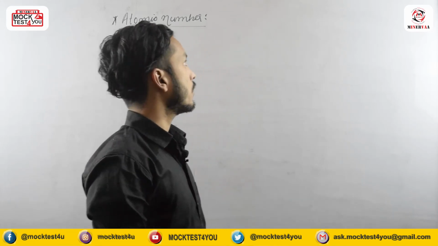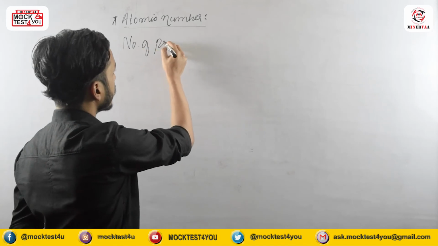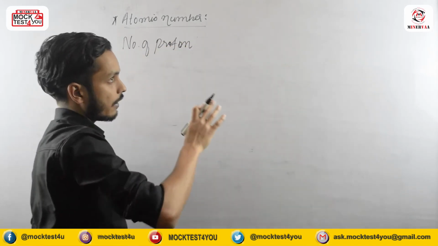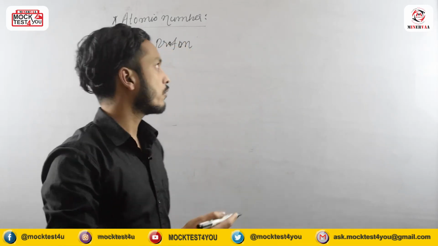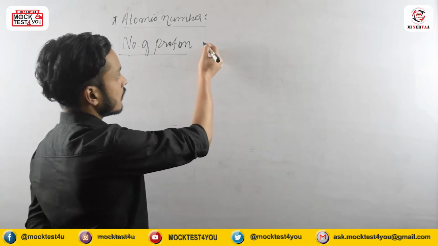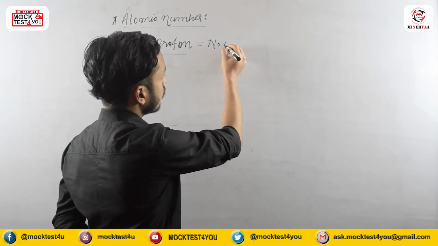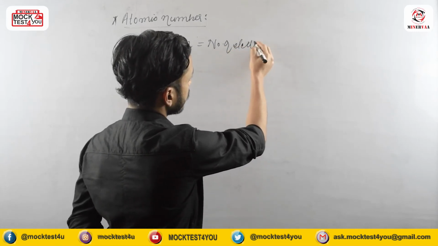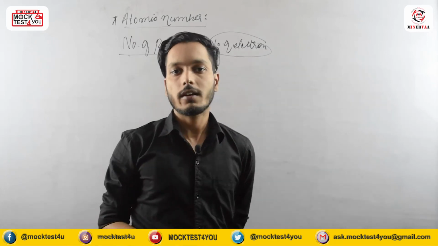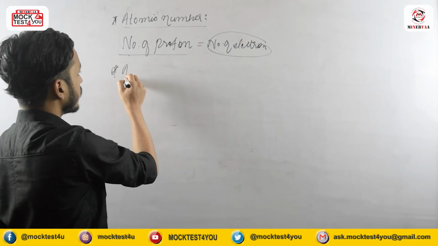So what is atomic number? Atomic number is nothing but the number of protons in a neutral atom. In a neutral atom, atomic number is equal to the number of protons, or the number of electrons. The number of electrons concept is valid only if the atom is neutral. So this was about atomic number, and the next topic is atomic mass.